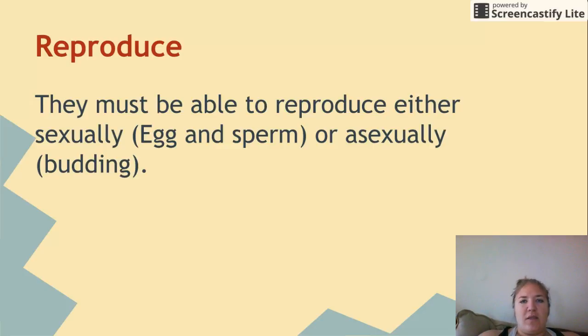Reproduction. So they must be actually able to reproduce or create more like themselves. This could be done sexually through an egg or sperm, or asexually, sometimes through budding or just splitting apart.